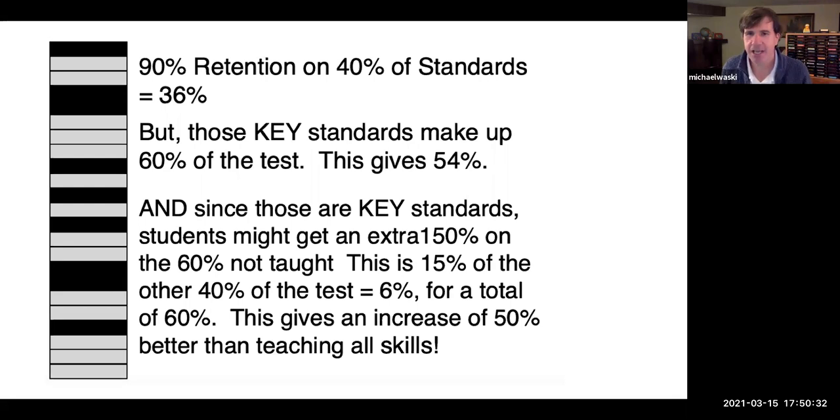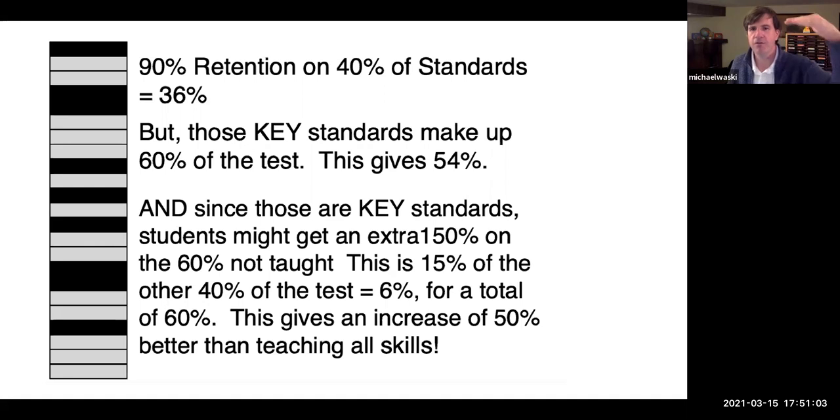Since those are key standards, students might get an extra 15% on the 60% not taught. So you didn't teach those gray standards there, right? You didn't even touch those. But students know the keys, and if they see a question on something they haven't seen before, you haven't explicitly taught it, but they're like, wait a minute, I can figure this out. And they can get that extra 15% on the rest of the test that you never even taught them, which is another 6%. So now they're at 60%.